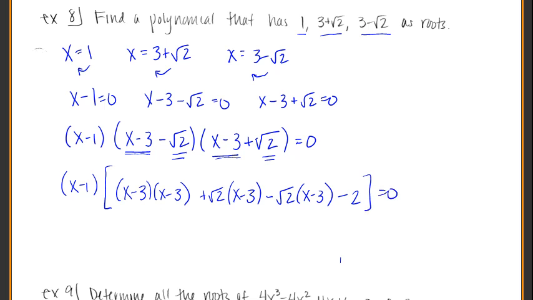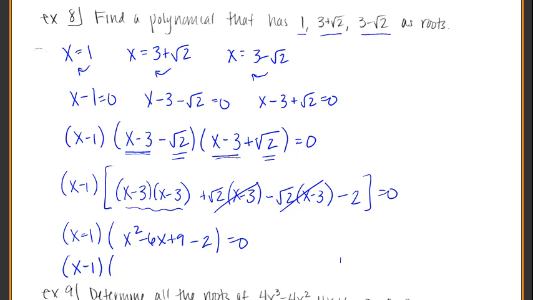So basically, the reason why I did all of that was for this fun part right there. Those completely cancel each other out. A positive square root of 2 of this and a negative square root of 2 of this, they completely go away. So really we're looking at x minus 1 times, let's go ahead and FOIL this out, x squared minus 6x plus 9, and then minus 2 equals 0. Or x minus 1 times x squared minus 6x plus 7 equals 0. And then we can finish multiplying this just real quick.